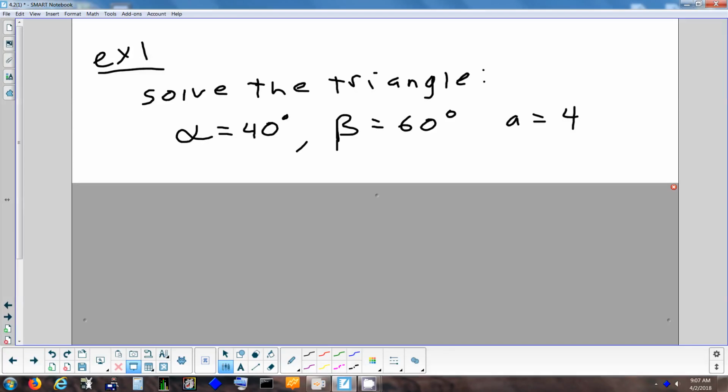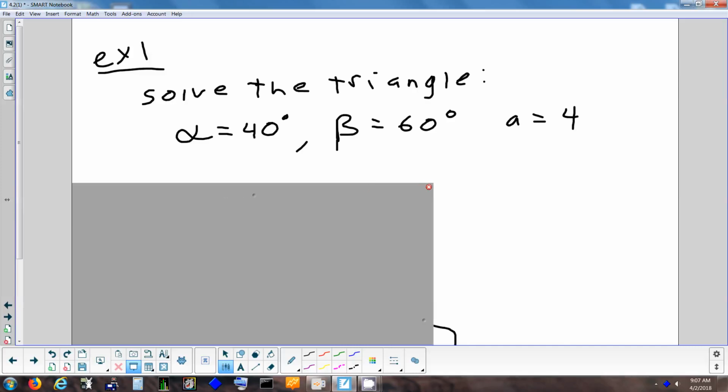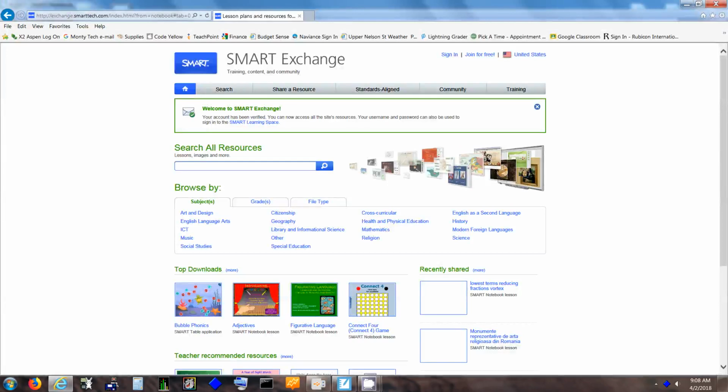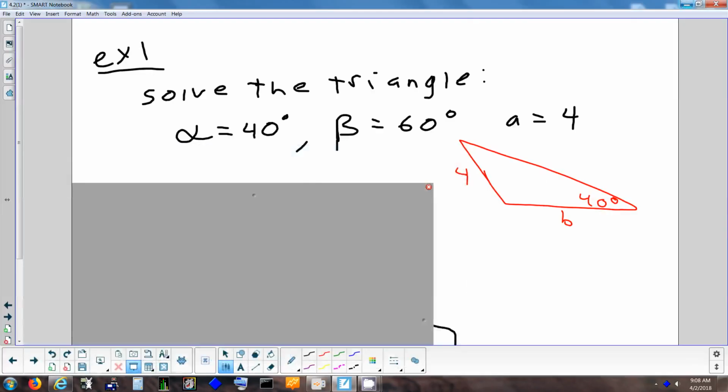Easiest way, if you're not sure by looking at the information, is to make a sketch. I'm going to put A across from alpha. So you have to do that. I'm going to put B across from beta. I don't know B, so I'll just call it B. And I'm going to put C across from gamma. And I don't know either one of those.